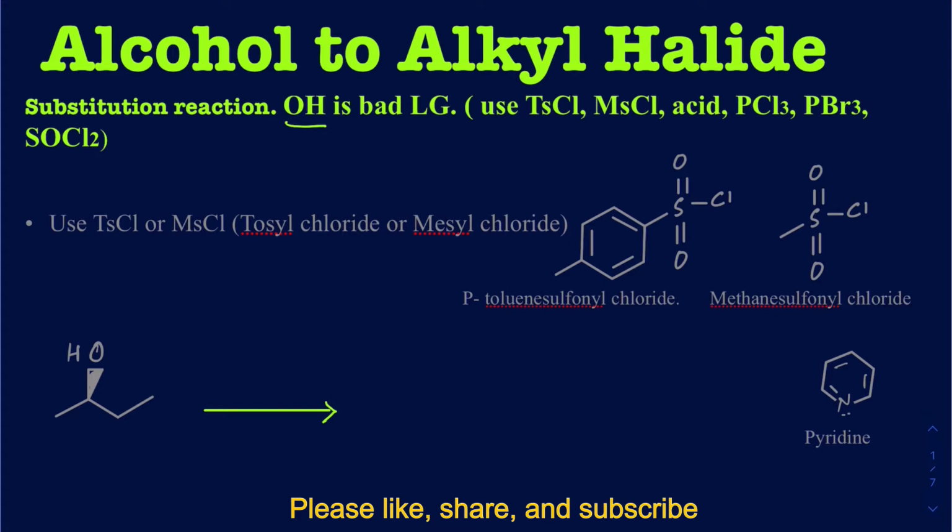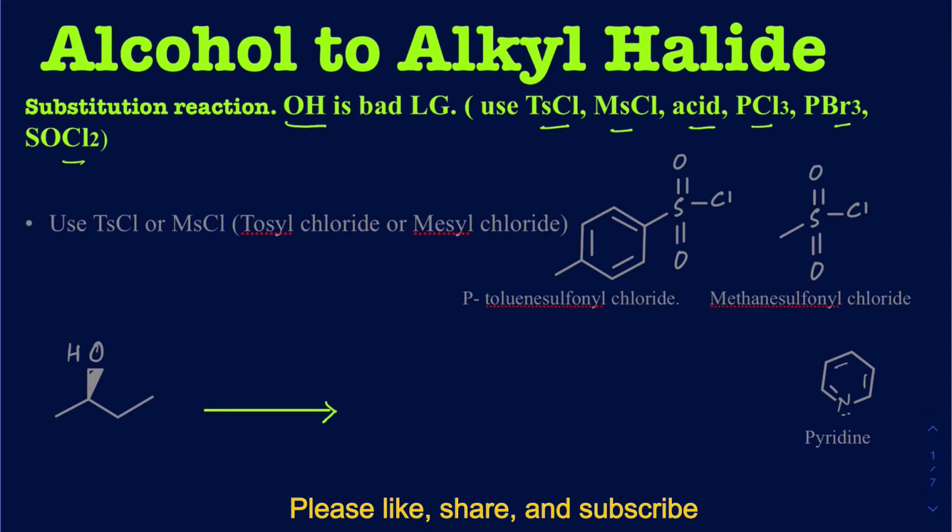and there are numerous ways you can actually convert the OH into a good leaving group, some of the examples being using tosyl chloride, mesyl chloride, or using a binary acid, PCl3, PBr3, and SOCl2. So I'm going to go over those one by one, and I'm going to try to be as brief as I could in those cases. Let's start with using either tosyl chloride or mesyl chloride.